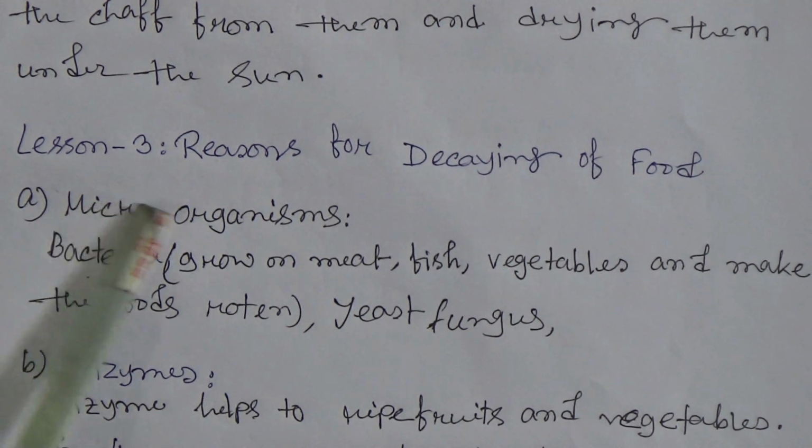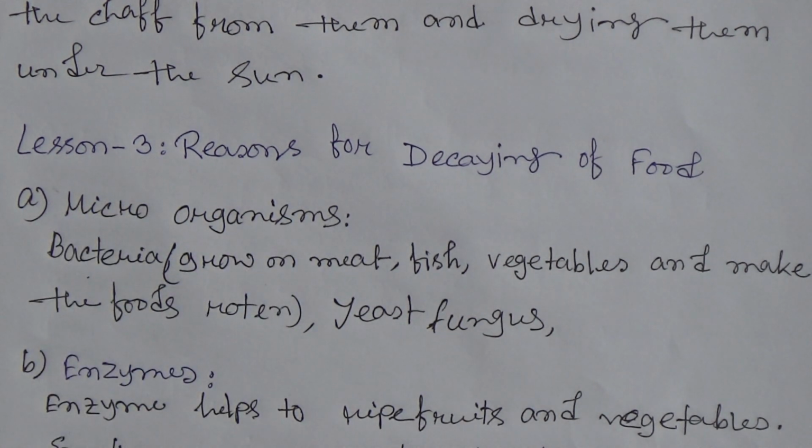At first, this is microorganisms. That means bacteria, yeast and fungus. Bacteria actually grows in meat, fish, vegetables and makes the food rotten. Then yeast and fungus also. So these microorganisms actually are the reason for decaying of food.